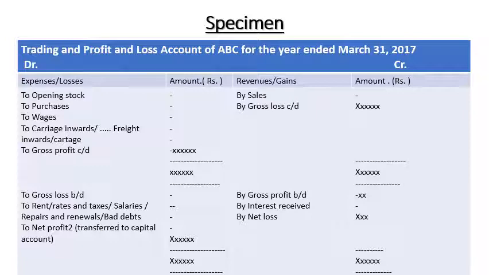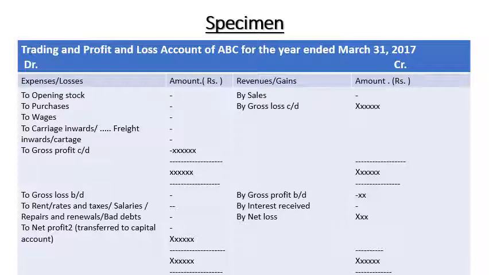After passing these entries, you have to close the trading account by transferring to the profit and loss. So the entry will be for calculating the gross profit. You have to see the difference of the credit side and the debit side. If credit is more, then the answer is the gross profit. Otherwise, if losses are more, that means gross loss.